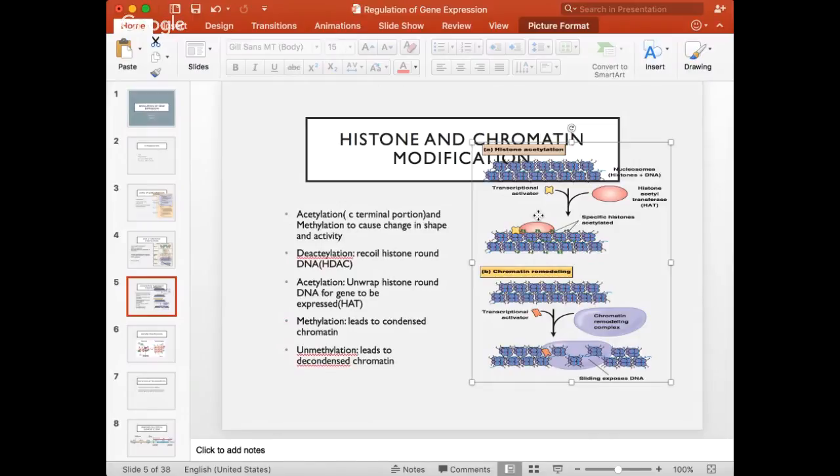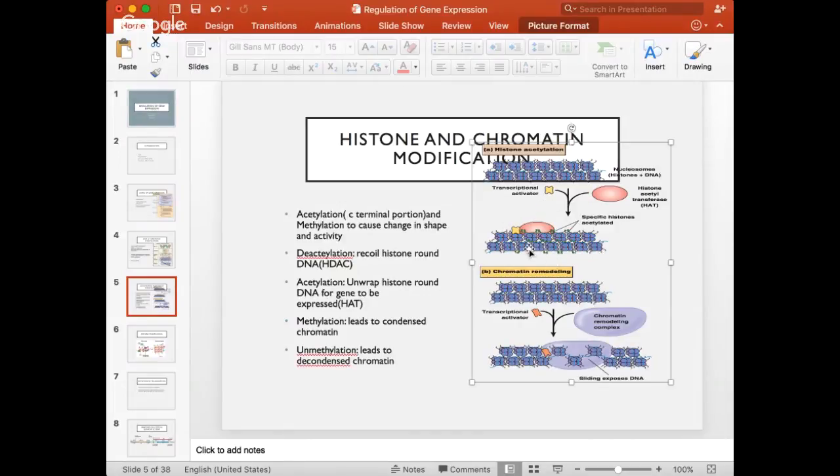This diagram right here basically shows the condensed form of a nucleosome, and basically if it's condensed, the activator cannot bind to the promoter, and if the activator cannot bind to the promoter, transcription is not going to occur. So what happens is the histone acetyl transferase, like I said, is the enzyme that is responsible for acetylation.